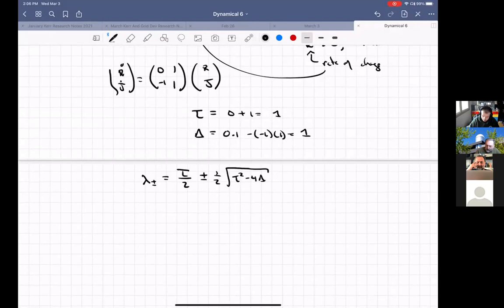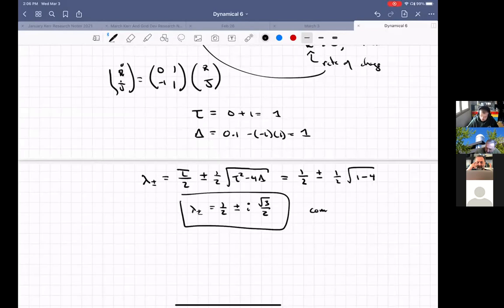Did I do that right? I think I did that right. Yeah, I believe so. Because I got the half out. I saw the half up front. So that's plus or minus 1/2 the square root of 1 minus 4. So lambda plus minus is a half, plus or minus i times the square root of 3 over 2.